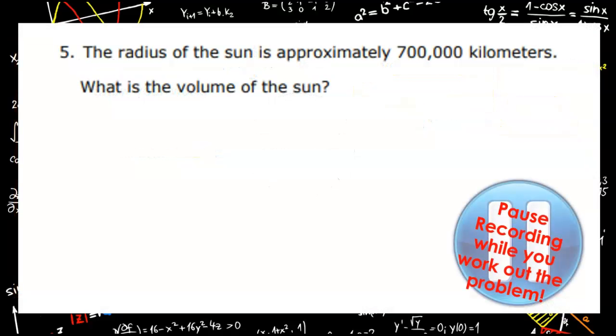Number 5, the radius of the sun is approximately 700,000 kilometers. What is the volume of the sun? Don't let this big number scare you. Work it out the same way you would do if the radius was 7, not 700,000. Do it the exact same way. Press pause and press play when you're ready.